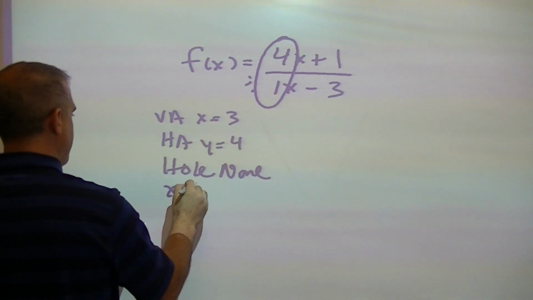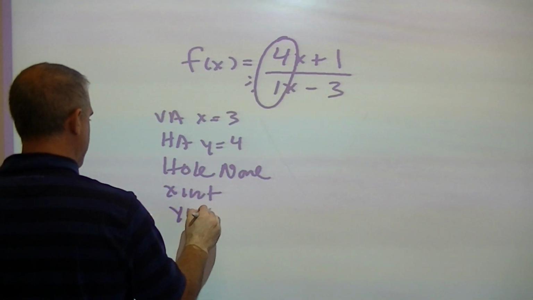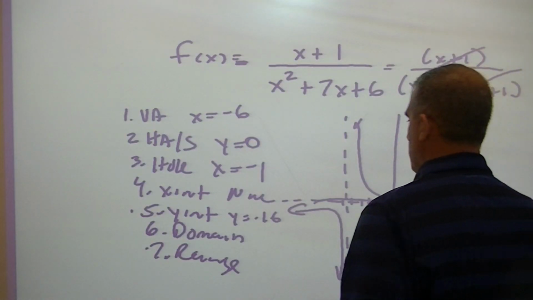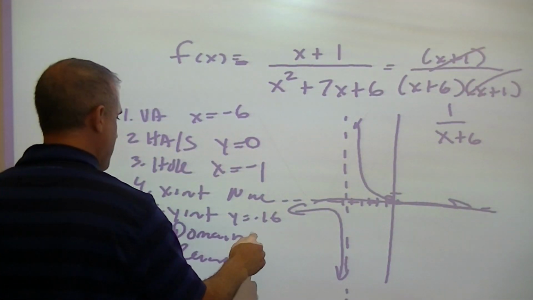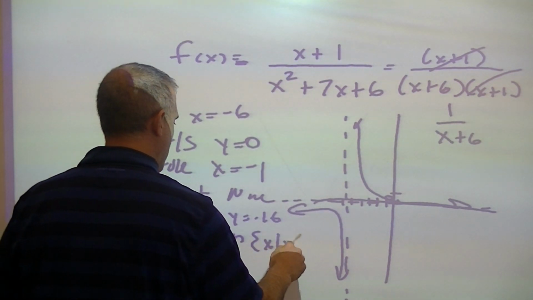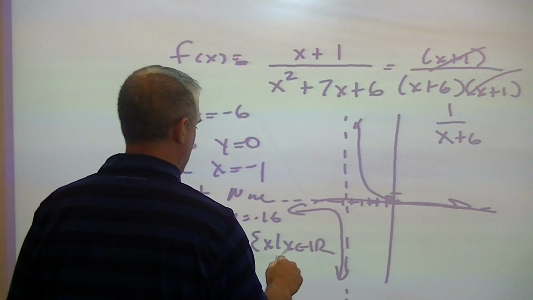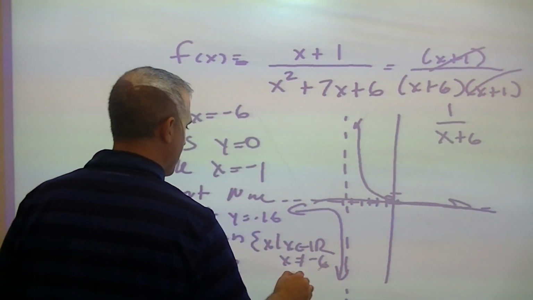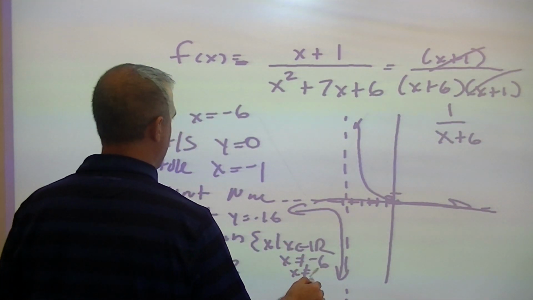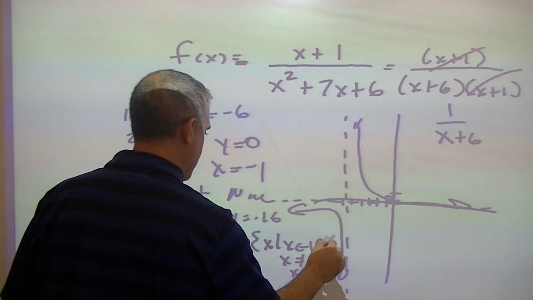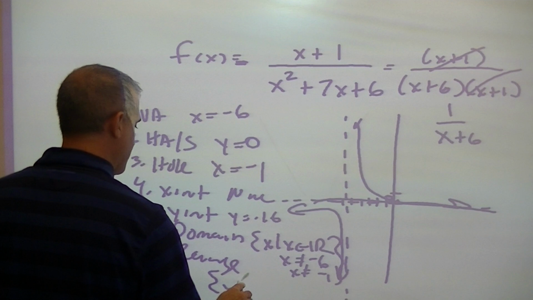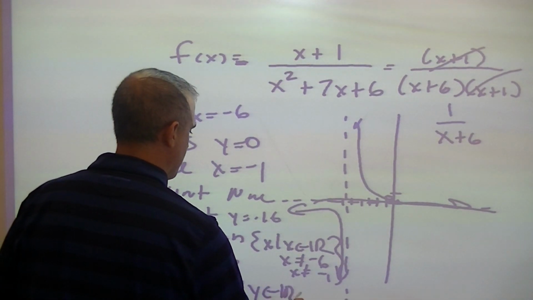Okay, x-intercept, y-intercept. Oh, I forgot to do the domain and range for this one. All right, my domain, x is an element of all real numbers, but x can't be, the things x can't be is -6. X can't be -1. The range would be y is an element of all real numbers, but y can't be 0.